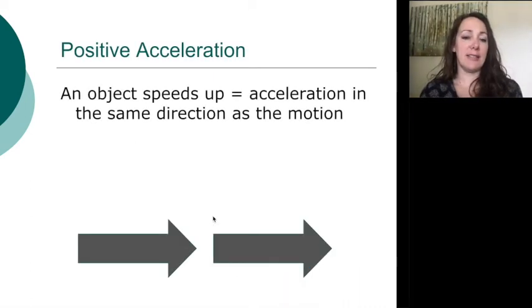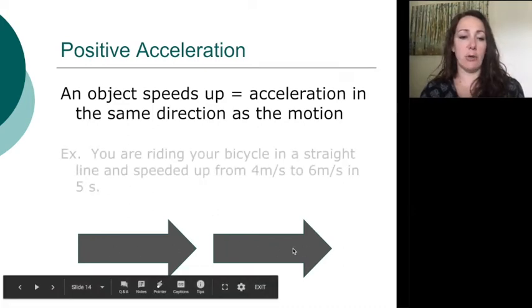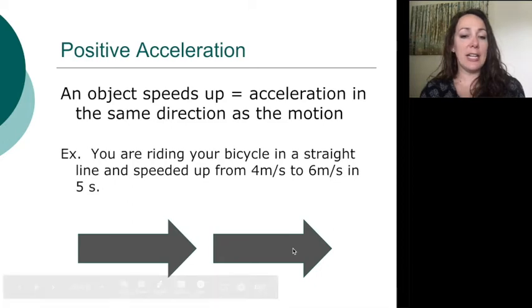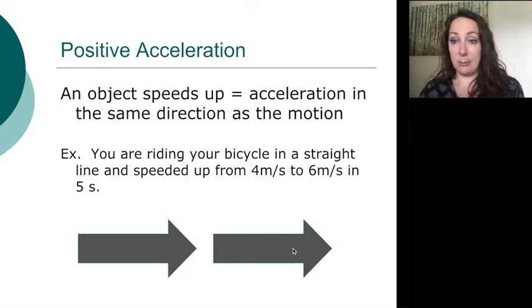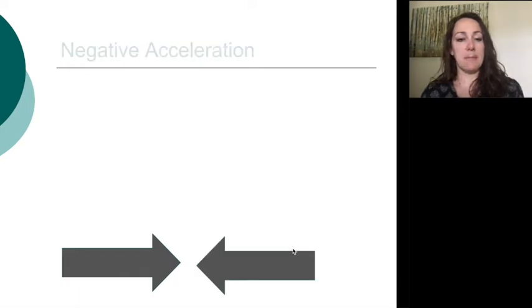So let's talk about positive acceleration. An object speeds up, so acceleration is in the same direction as the motion. For example, you are riding your bicycle in a straight line and you speed up from 4 meters per second to 6 meters per second in 5 seconds. So you have a positive acceleration. You are riding your bike in the same direction as you are accelerating.